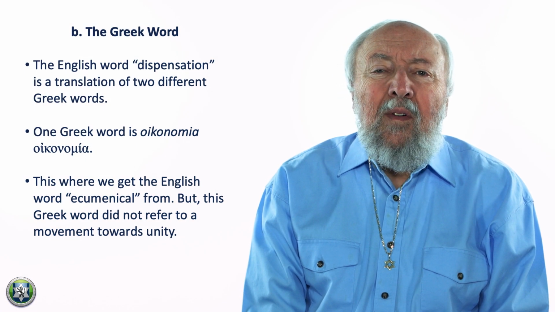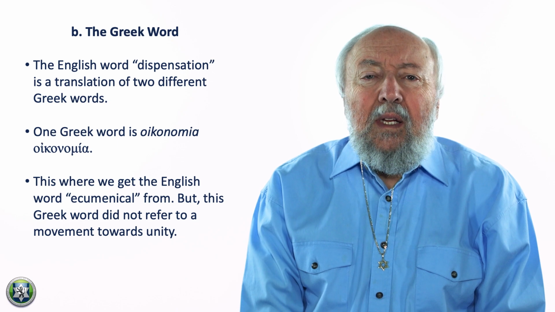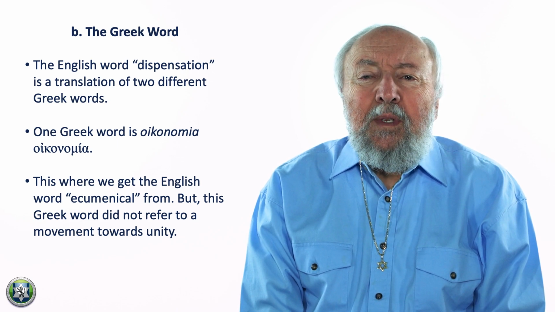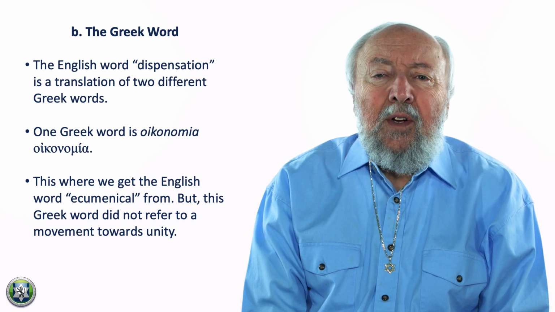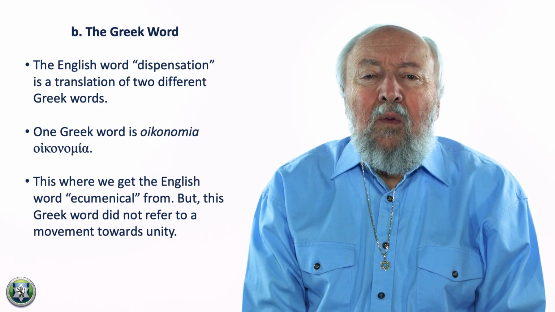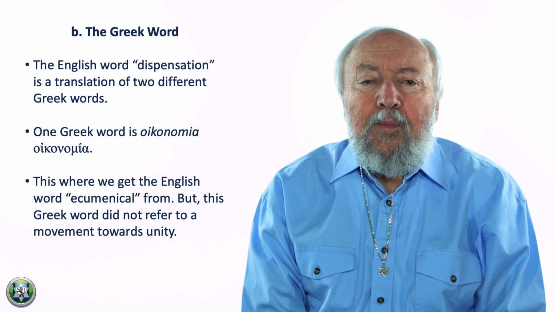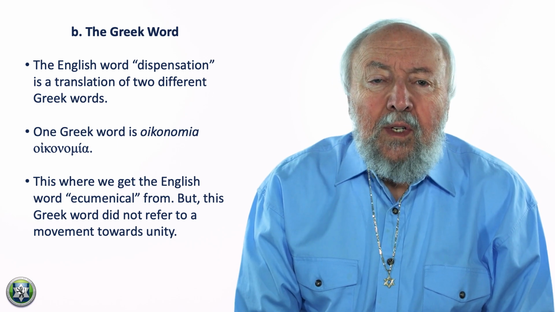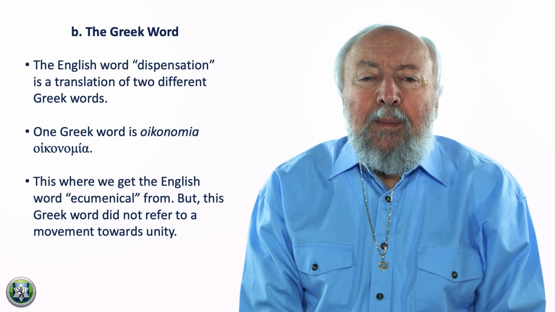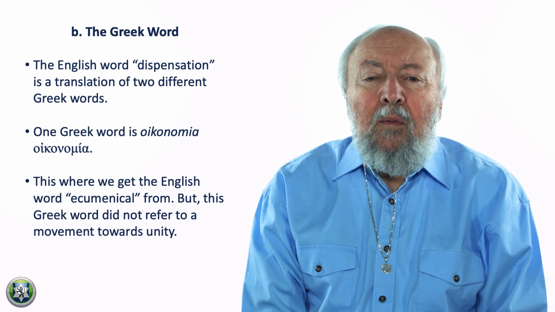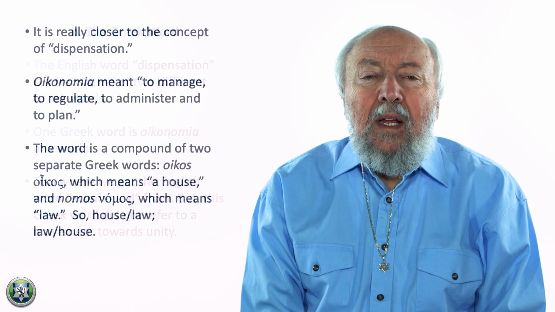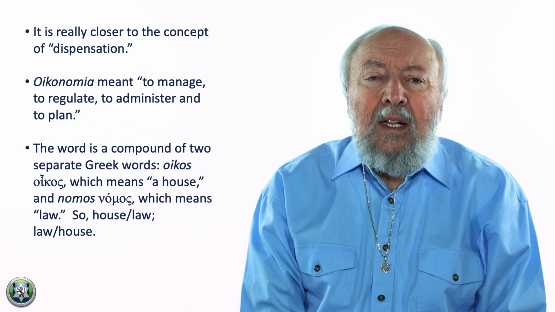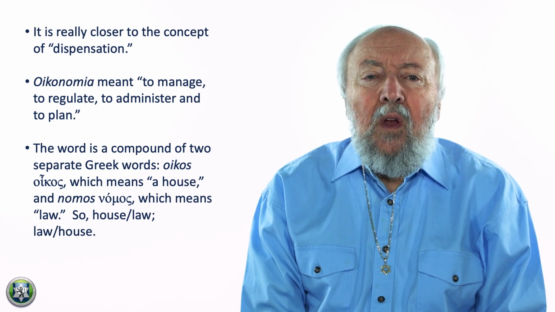The key element, however, is the Greek word. Now again, the English word dispensation is a translation of 2 different Greek words. One Greek word is oikonomia. This is where we get the English word ecumenical from. But the Greek word did not refer to a movement towards unity. It is really close to the concept of dispensation.